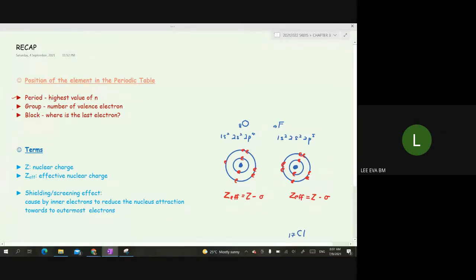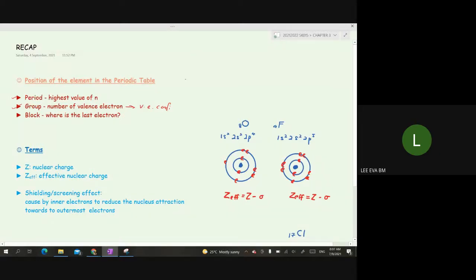And then the group is slightly difficult for some of you, because you may find finding the number of valence electron a little bit difficult. But anyhow, in order to find your group, where it is located according to the vertical column, you need to find out the number of valence electron. From here, you can also look at your valence electronic configuration. So how many valence electron are there? Then it belongs to that group.